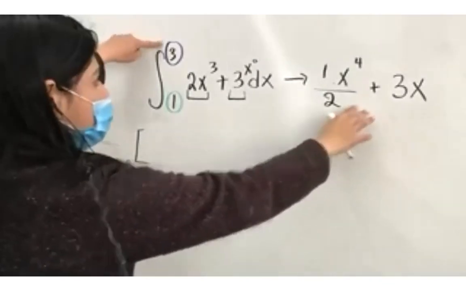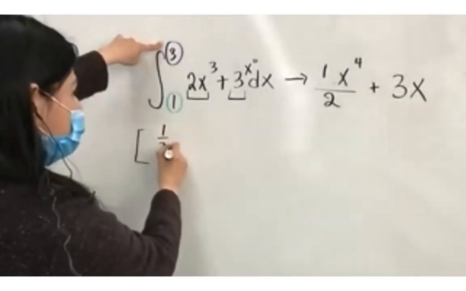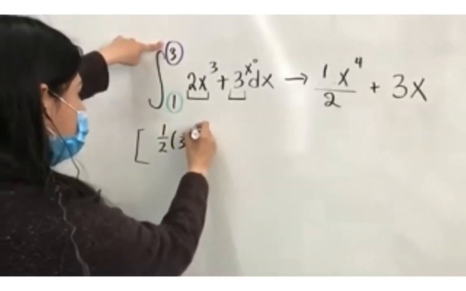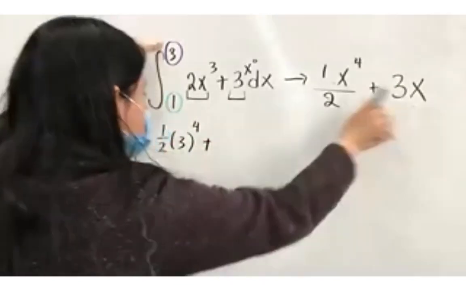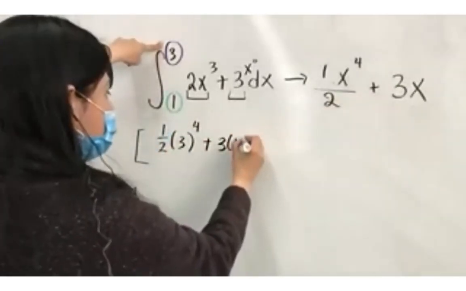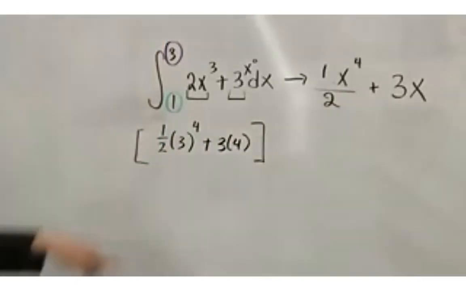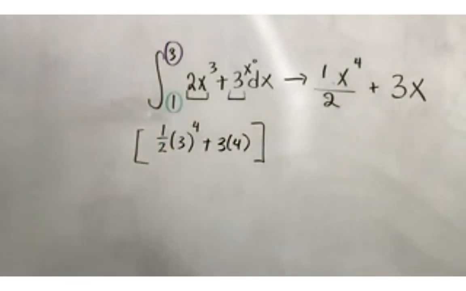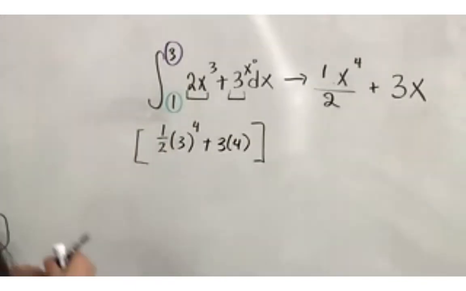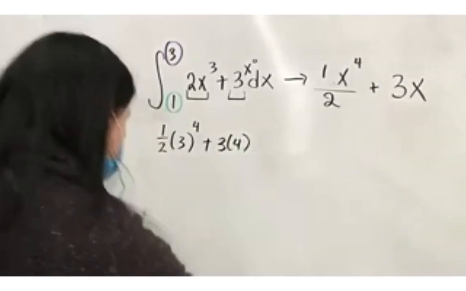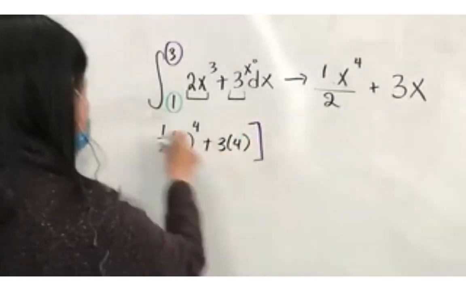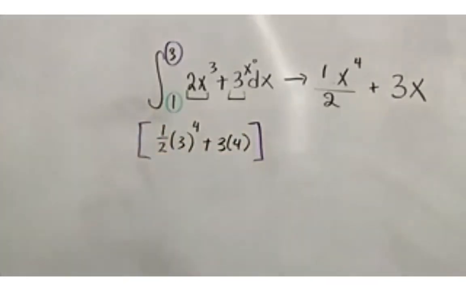I'm going to first plug in 3, so let's do that. So it's going to be 1/2. I plug in 3 to the 4th power. Plus, don't forget to plug into the second x. 3 times 4. That's my first one. That's the purple number. You know what? Let me do the brackets in purple. So y'all can see that's the top number. And if any questions pop up in class or at home, let me know.